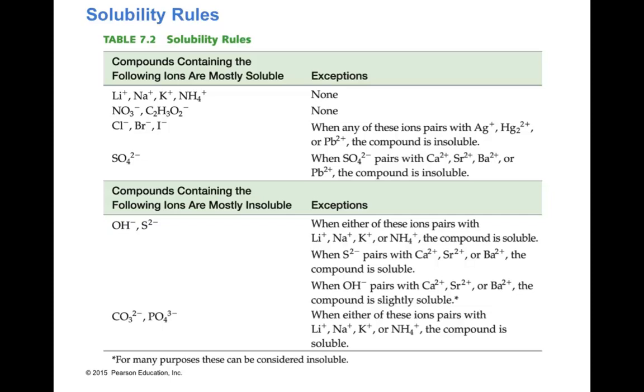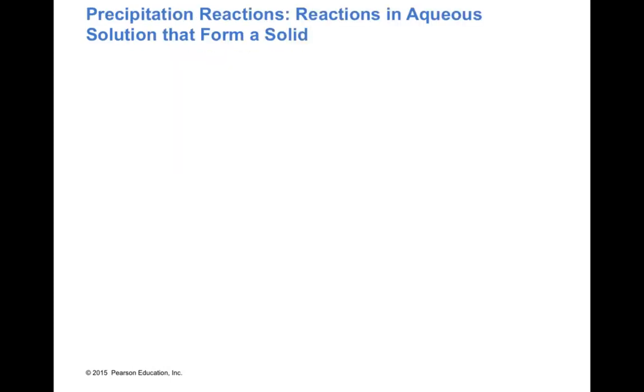So now that we have been talking about the solubility rules, we can talk about precipitation reactions. Reactions in aqueous solution that form a solid. Sometimes we can have two compounds that are soluble in water, they can dissociate in water, and with the combination, we can combine the ions of one compound with the other one, then the new compound that you're producing could be insoluble in water. So you create a solid, and this is known as a precipitation.